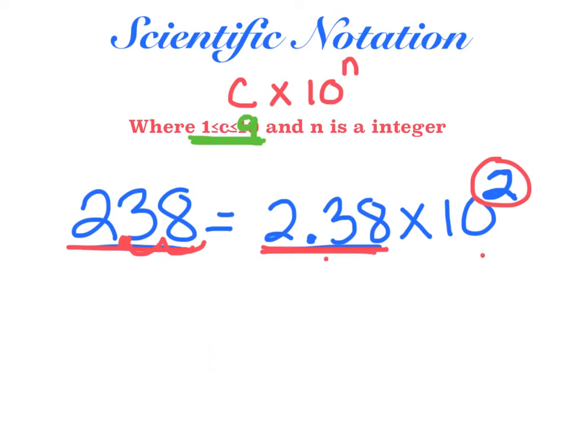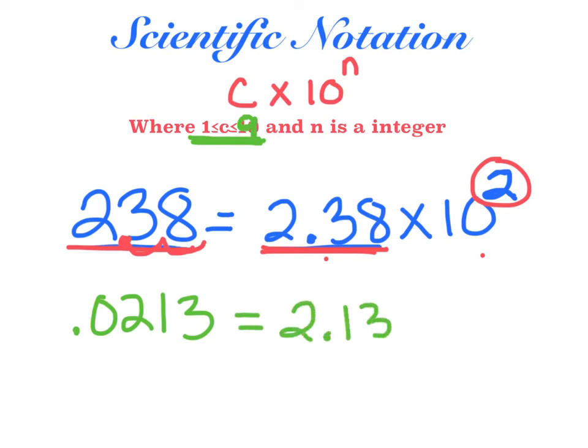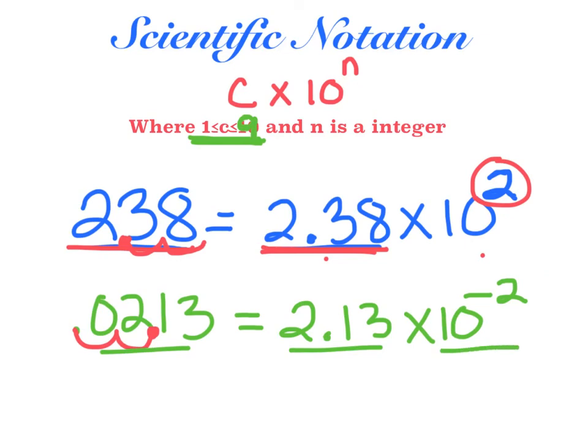So if I said write 0.0213 in scientific notation, you would write 2.13. We're taking our decimal 2 spaces to the right, so we'd say times 10 to the negative 2, because 0.0213 is less than 2.13, so we want it to get smaller.